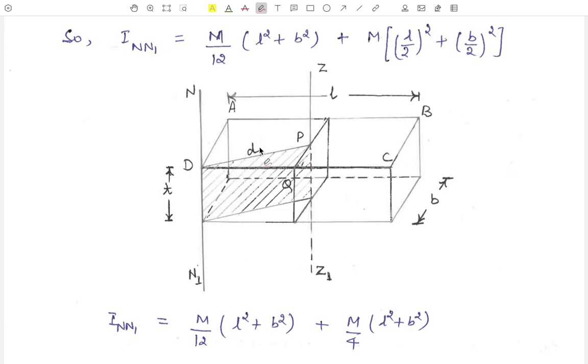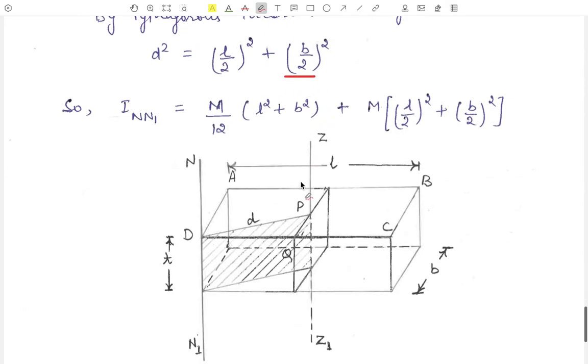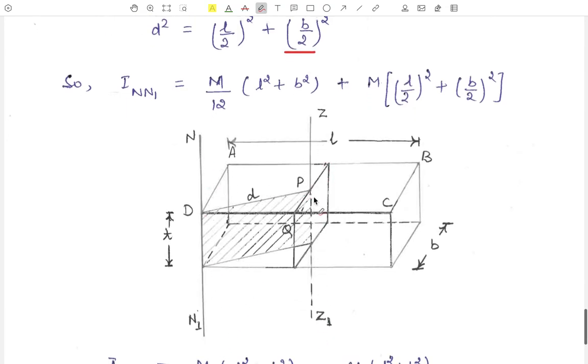Now this value of small d is given by the Pythagoras theorem in the right angle triangle DPQ, right angled at Q. Now DP square is equal to DQ square plus PQ square, that is, small d square will be equal to DQ square, that is half of the length square, and PQ square, that is half of the breadth square. Or we can say that d square is equal to L upon 2 square plus b upon 2 square, using the Pythagoras theorem. Now we have two parallel axes n1 and z1, where this z1 is passing through the center of mass of this bar.